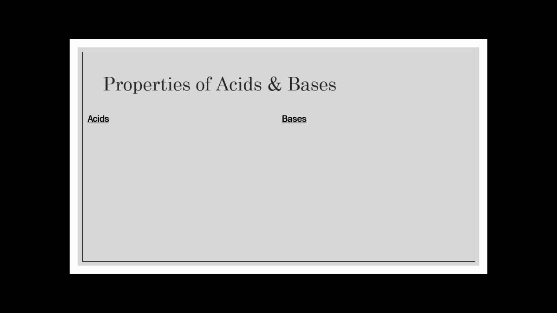But sometimes you don't always have a pH scale and indicators and cabbage juice or litmus paper ready at hand. Sometimes you need to be able to tell an acid from a base without those things. And luckily, we know some basic properties that'll help us distinguish what acids and bases are from each other.